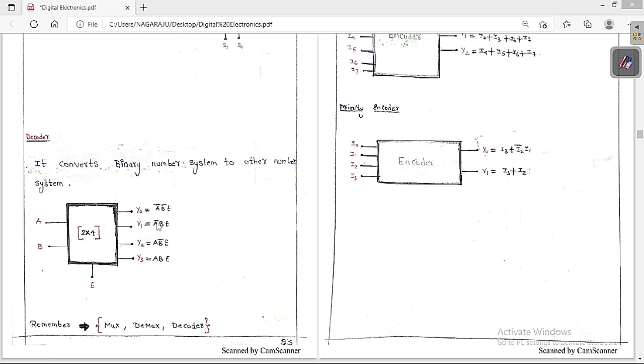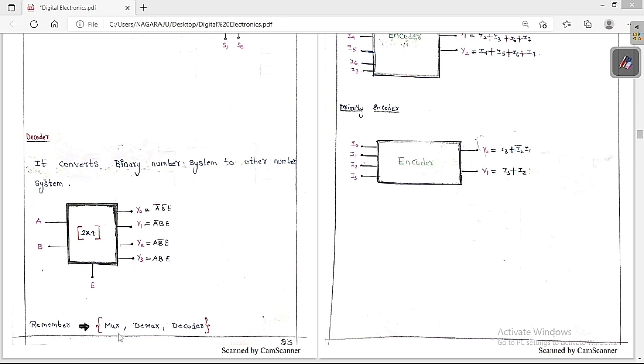y0 is equal to A bar, B bar, E; A bar, B, E; A, B bar, E; and A, B, E, like 00, 01, 10, 11. This input E is common for each and every block. So y0 is equal to A bar B bar E, y1 is equal to A bar B E, y2 is equal to A B bar E and y3 is equal to A B E. This is the output that we are going to get for each. So for a decoder, the general expression is n cross 2 to the power of n. We have to remember it like this.